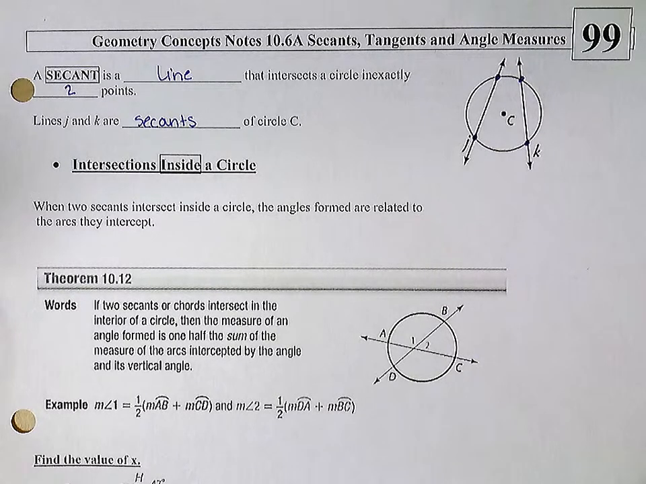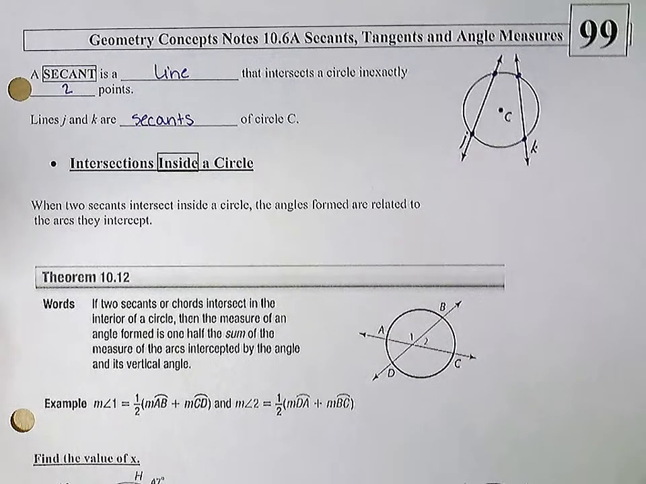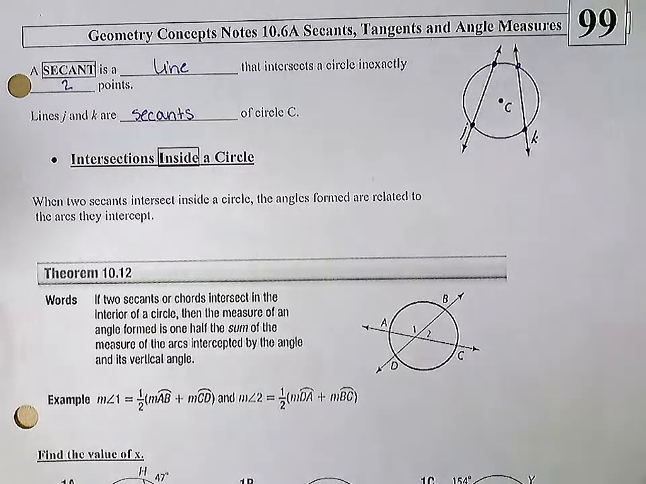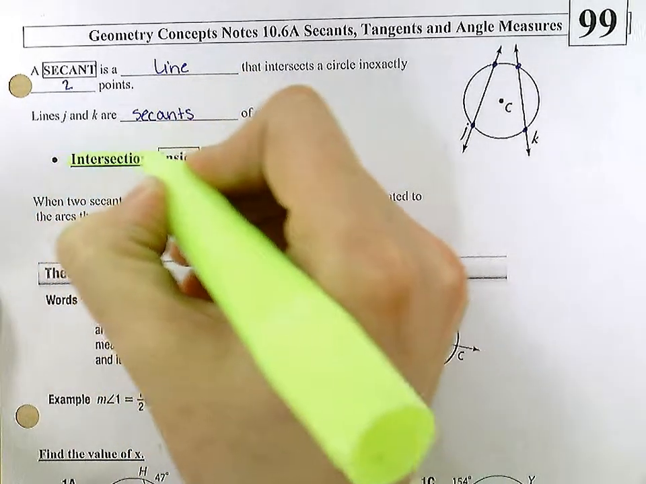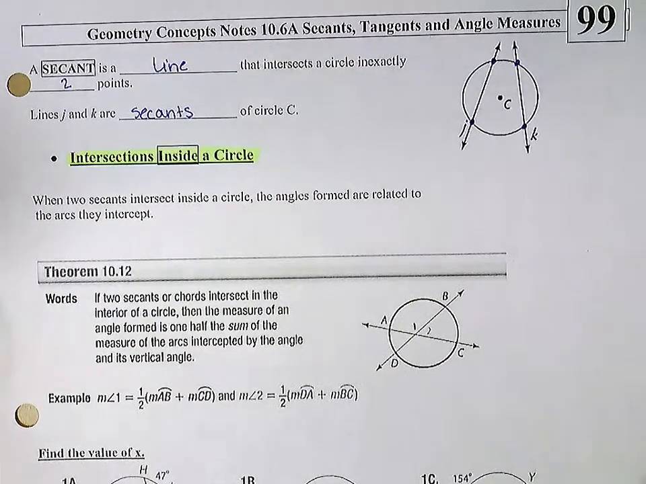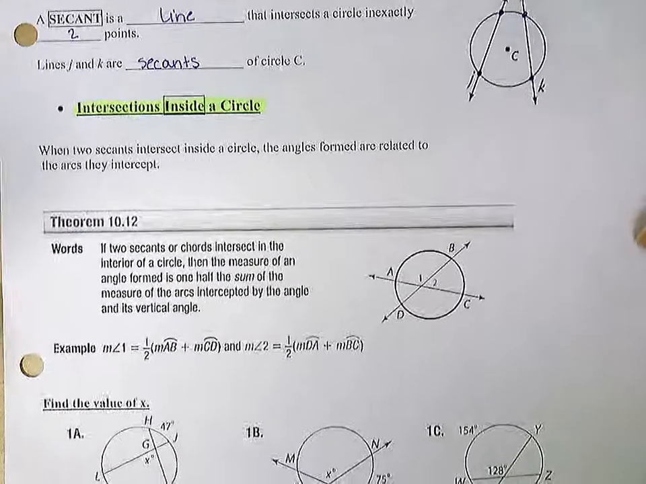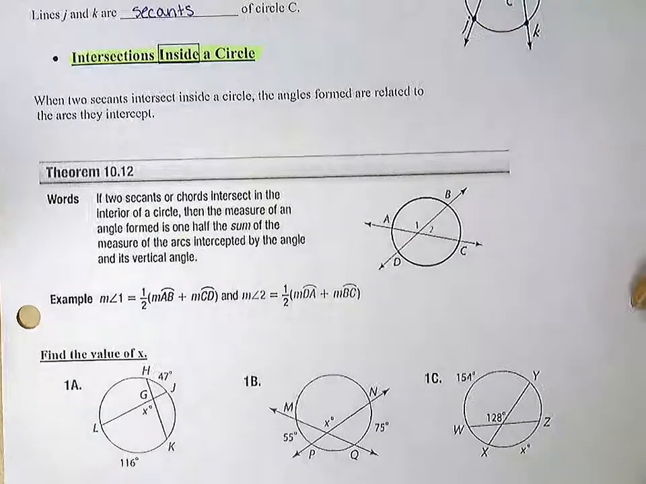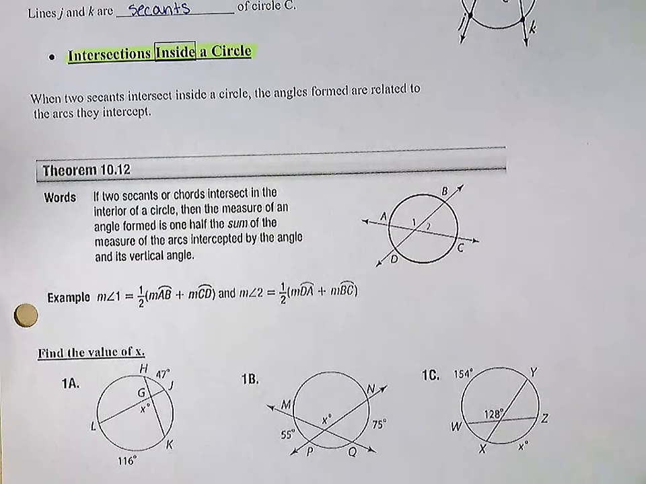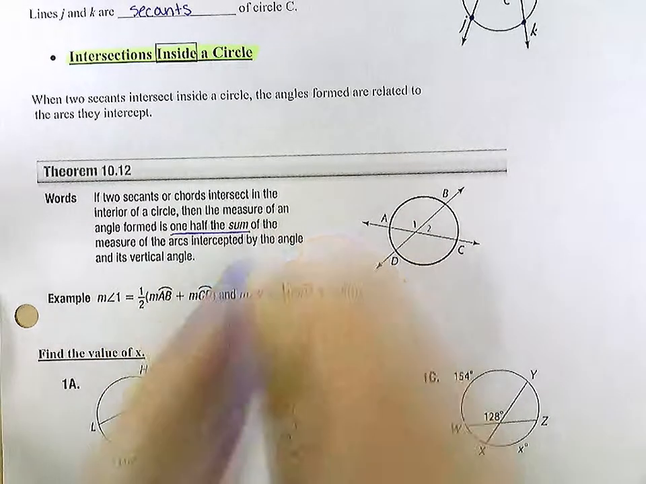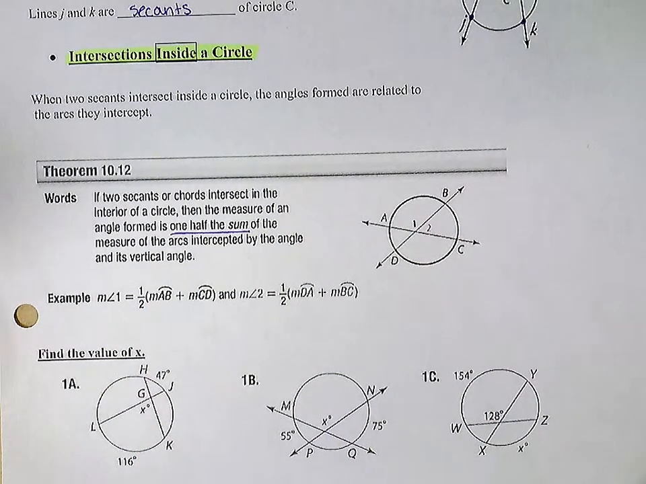So the first thing we're going to look at is the intersection of two secants inside a circle. So intersections inside the circle. When two secants intersect inside a circle, the angles formed are related to the arcs they intersect. So in words, we're going to use this theorem here. If two secants or chords intersect in the interior of a circle, then the measure of an angle formed is 1/2 the sum of the measure of the arcs intercepted by the angle and its vertical angle.